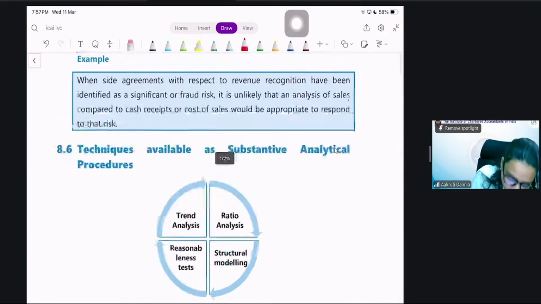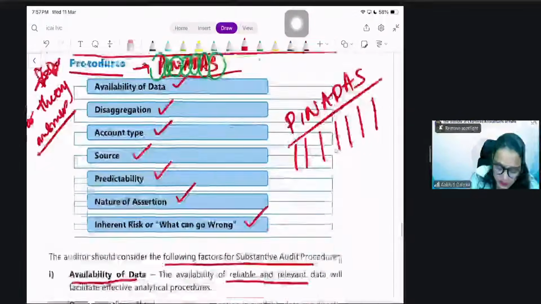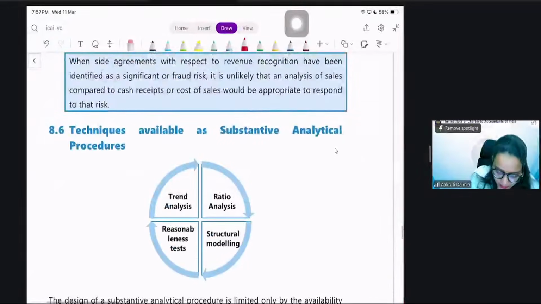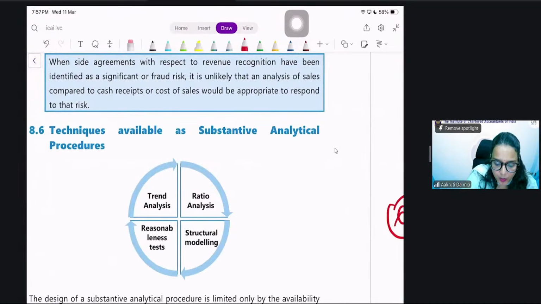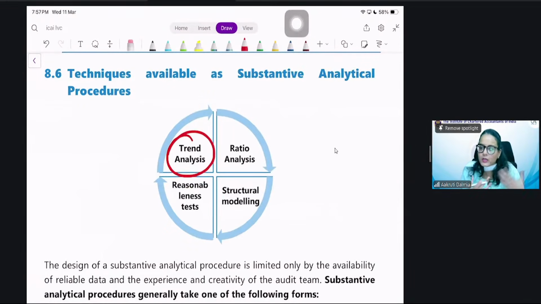We'll move on to the next topic. Remember, factors for substantive analytical procedure. What are the factors? Okay. Next, come to techniques. Techniques are very, very simple now. Now you have become masters in analytical procedure. There are 4 types of techniques. Trend analysis means comparing yourself to your last year or with any other person or any other industry. Ratio analysis is when you compare one financial information with another, or financial information with non-financial data. So any kind of ratios you do, that is ratio analysis.